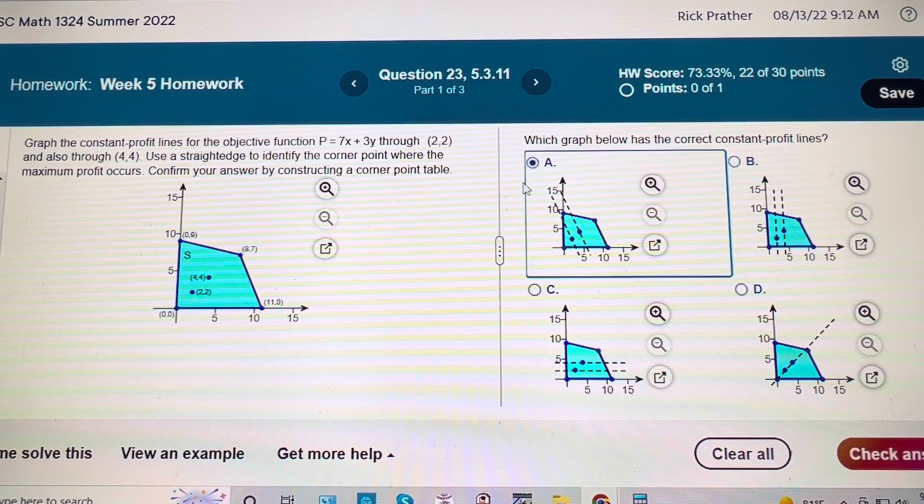It's definitely this one. But if you solve for y here, you would subtract 7x and divide by 3. So that's negative 7 over 3. So the slopes are actually negative 7 over 3.